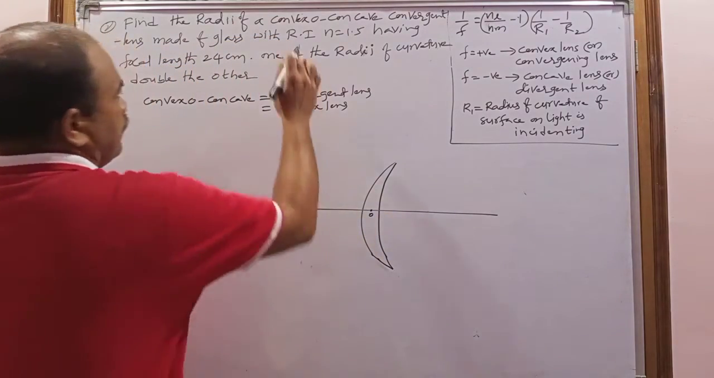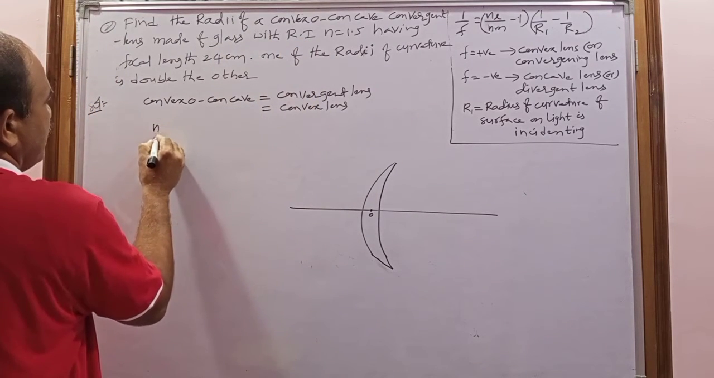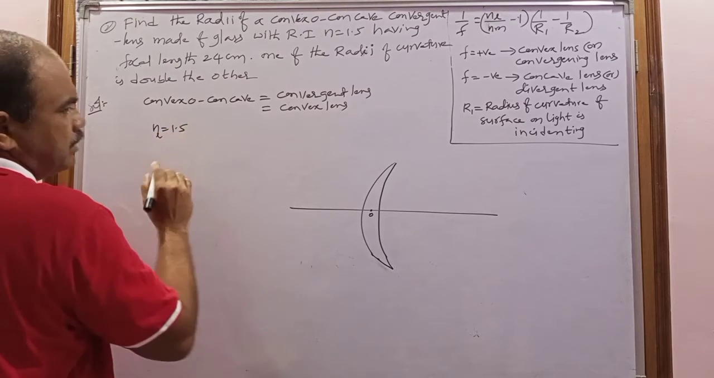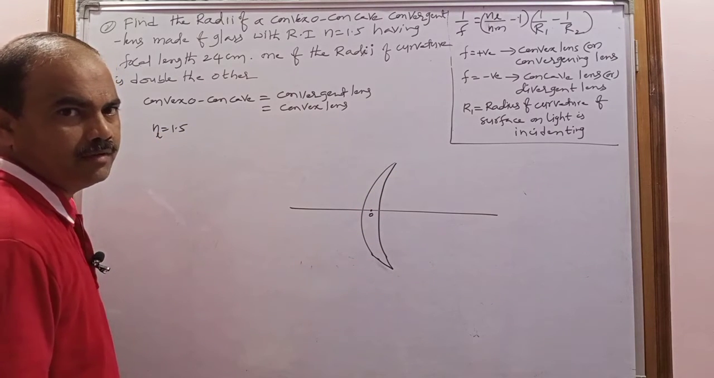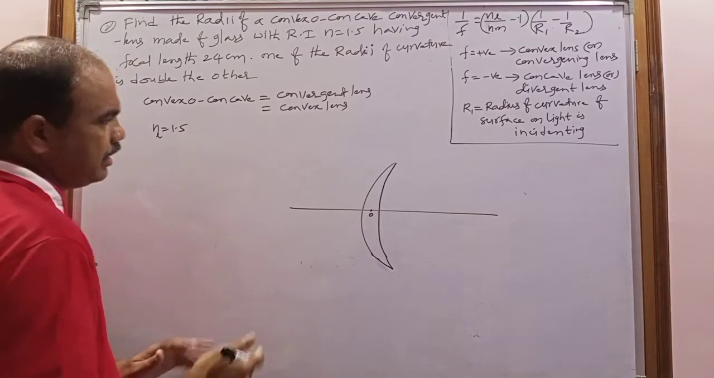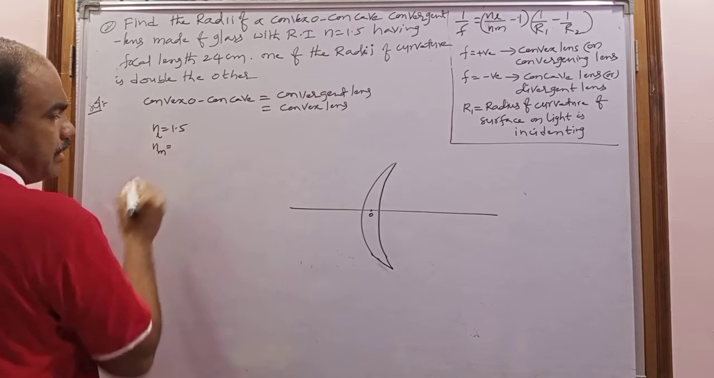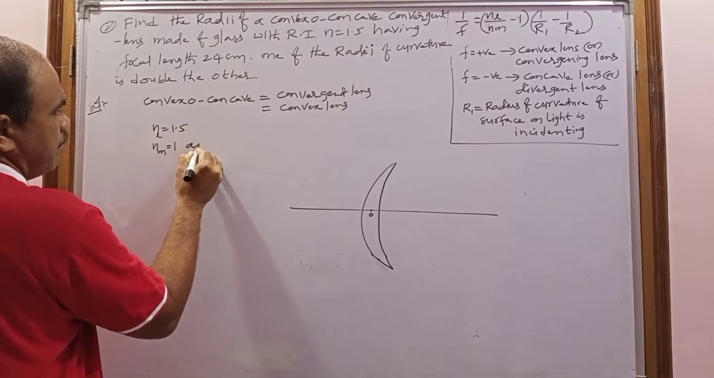Now what is given? The refractive index of the lens is given, that is 1.5. But the refractive index of the surrounding medium is not given. If not given, what do you have to assume? The surrounding medium is air. And I am taking the refractive index of the medium as 1, because the surrounding medium is air.